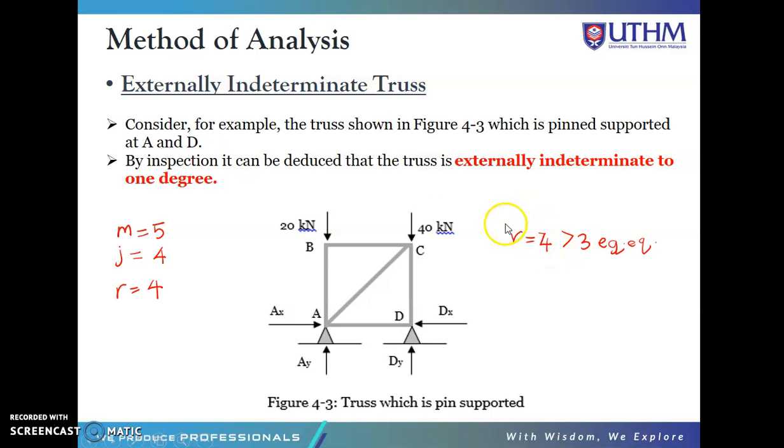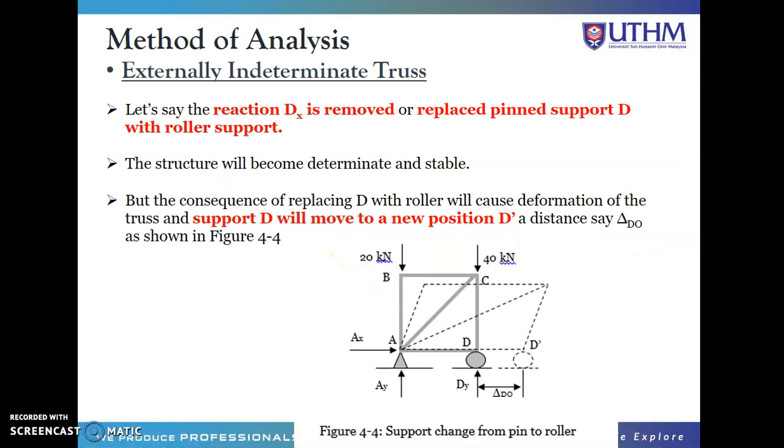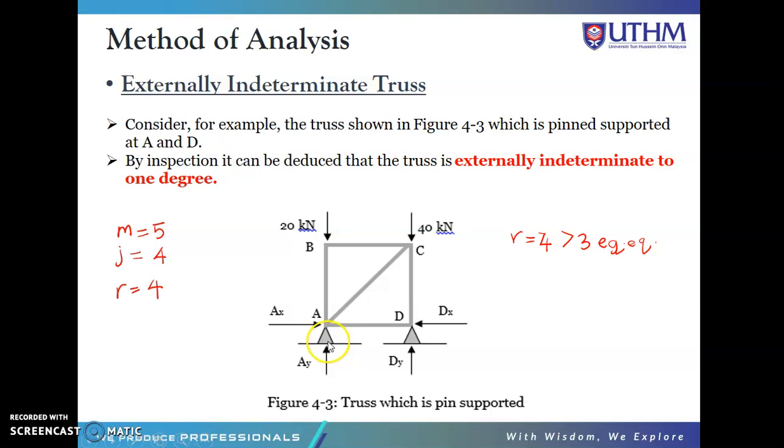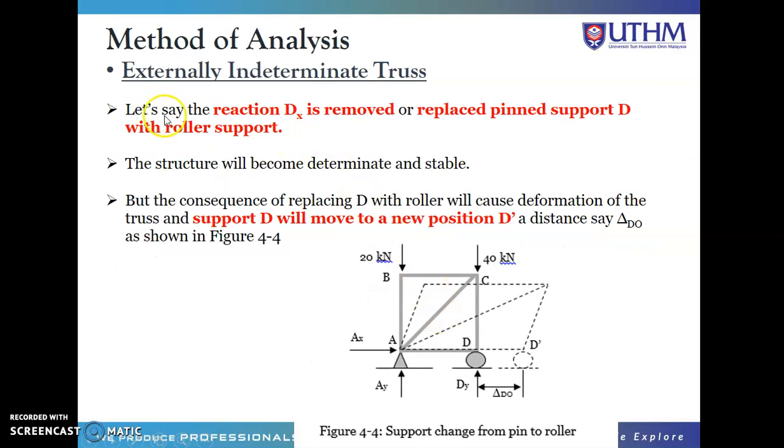Okay, so how do we want to solve this externally indeterminate of 1 degree? Okay, so at first, let's say the reaction DX. Okay, so previously kita ada AY, AX, DY, DX. Okay, so 4 ni adalah reaction. So kita nak kena solvekan. So, kita buangkan DX. Okay. So, let's say the reaction DX is removed.